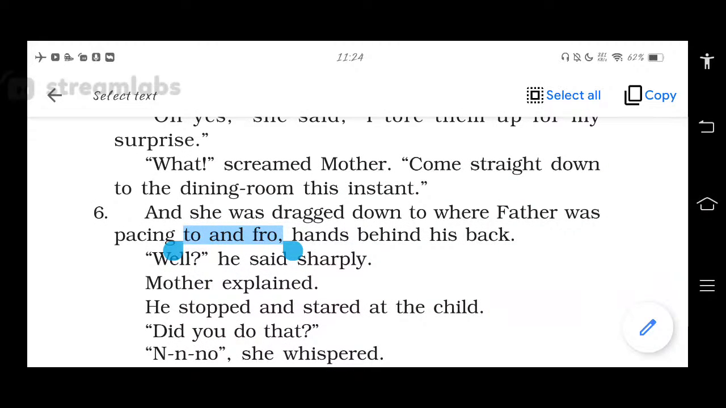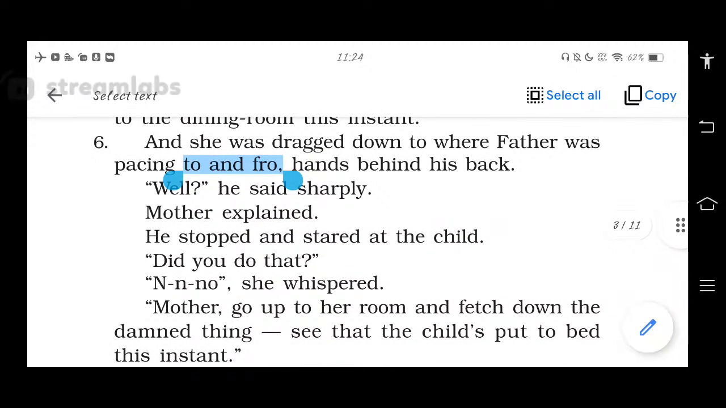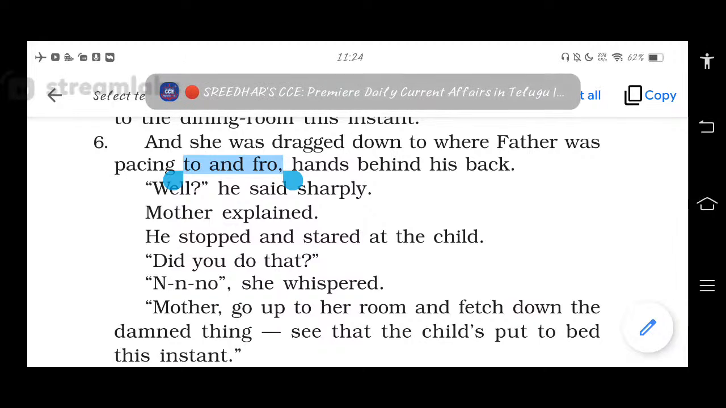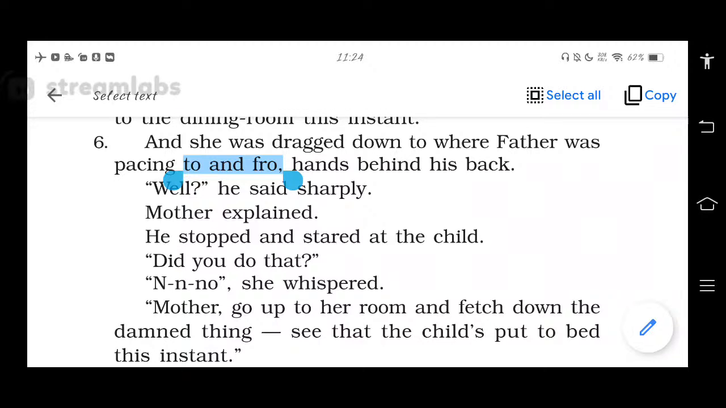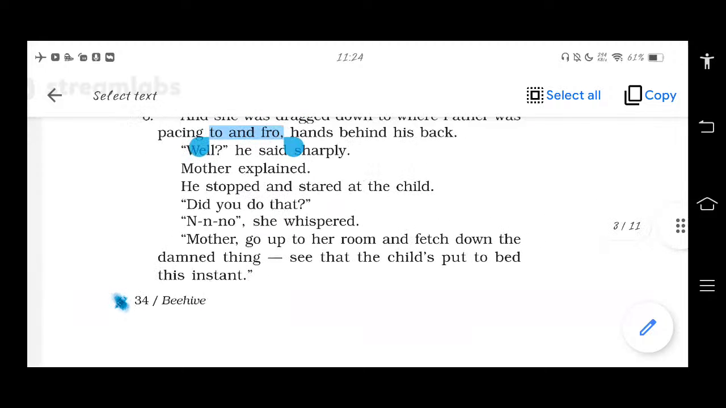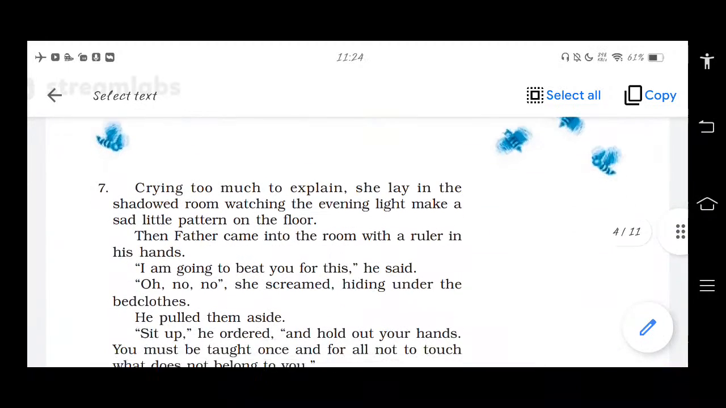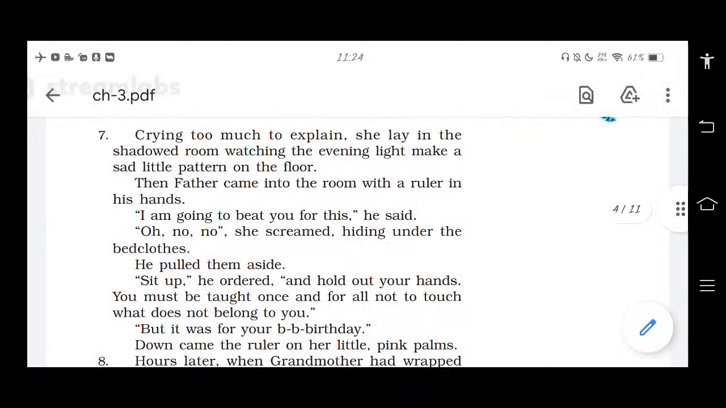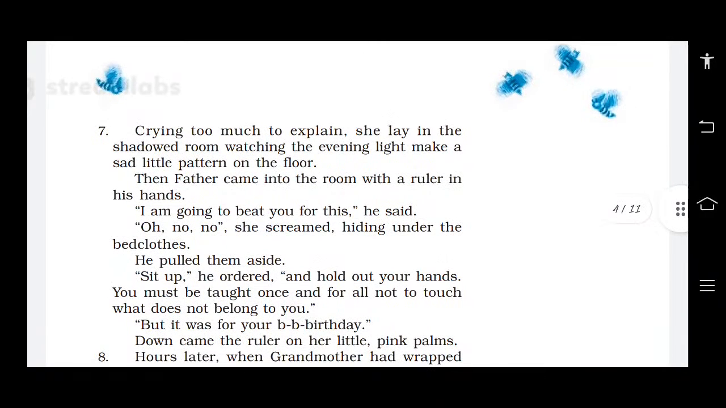What did Kezia do? So he stopped and stared at the child. Did you do that? Then for this question, again the girl started stammering. No, she whispered. Mother, go up to her room and fetch down the damned thing. See that the child's put to bed this instant. Right? Did you understand here?